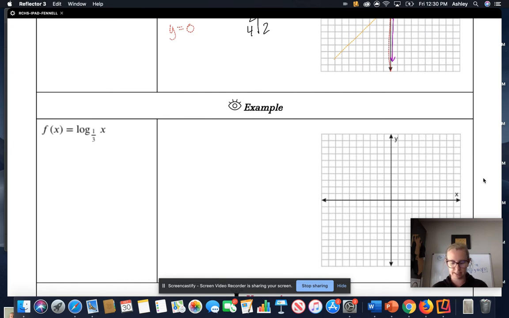All right, next example, we have log base 1/3 of x. Okay, so again, we're going to swap our x and y. We're going to say log base 1/3 of y equals x. So 1/3 to the power of x equals y is my inverse exponential function. So let's do 1/3 to the power of x. Notice this is going to be exponential decay. The last couple we have done have been exponential growth. So anytime your base is a whole number, it's going to be growth. Anytime your base is a fraction less than 1, it's going to be decay.